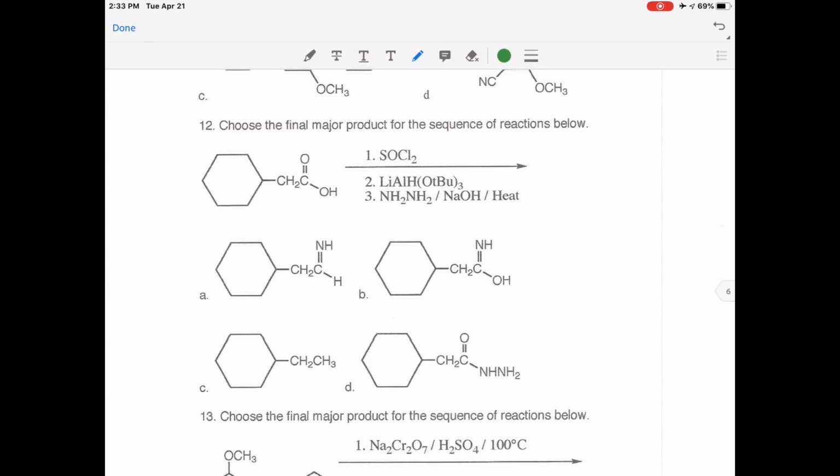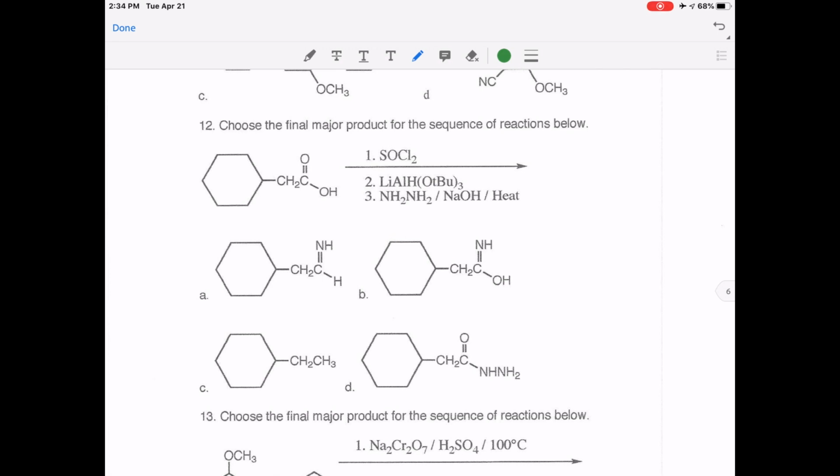For question number 12, we are given another reaction problem where our initial product is a carboxylic acid, and we are given 3 sequential reactions and we're asked to find the final product. So let's take the step-by-step approach and go through each reaction at a time. So for the first reaction, we're adding thionyl chloride, or SOCl2.